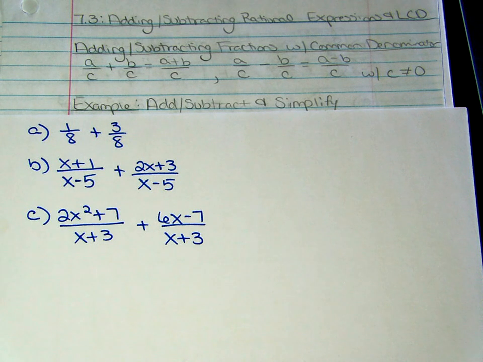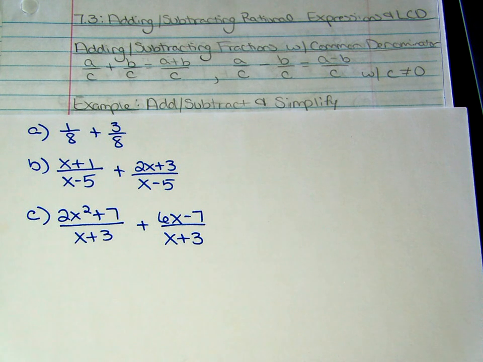So 7.3 is adding and subtracting rational expressions and then finding the least common denominator. And the very first little bit here is just talking about adding and subtracting fractions when you have a common denominator already. And that's actually the most user-friendly form of fractions or rational expressions. If all the denominators are the same, then you just add or subtract straight up across the top, and it makes our life really, really simple.